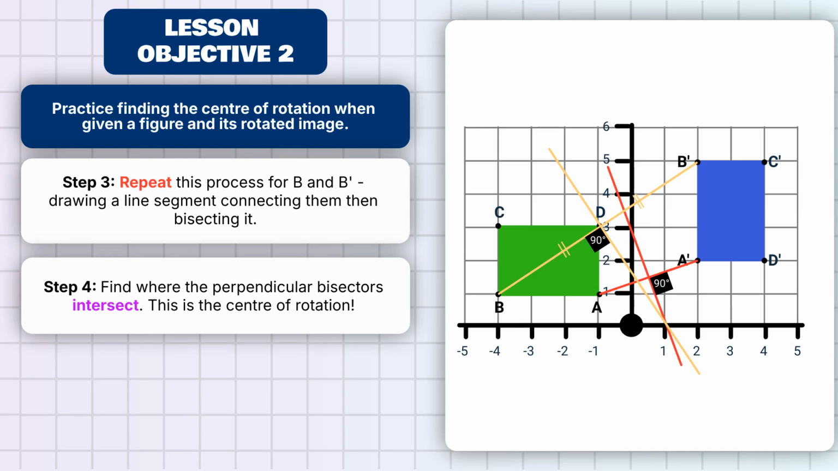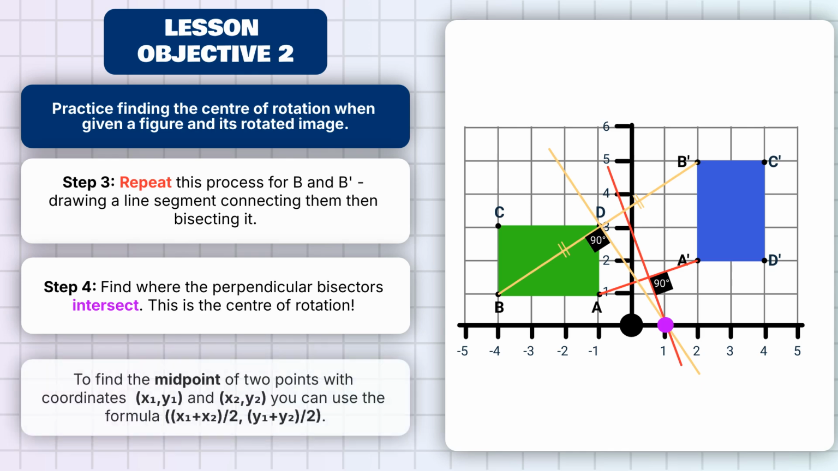Finally, the point where these perpendicular bisectors intersect is the center of rotation. This point is equidistant from all corresponding points in the original and rotated figures. To find the perpendicular bisectors, first we need to find the midpoint of the 2 points. To find the midpoint of 2 points with coordinates x1, y1 and x2, y2, you can use the formula that the x-coordinate of the midpoint will be x1 plus x2 divided by 2, and the y-coordinate of the midpoint will be y1 plus y2 divided by 2.